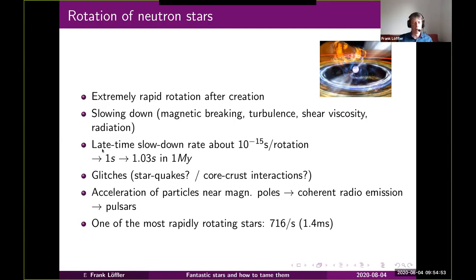Okay, so they are initially quite rapidly rotating. They do slow down.